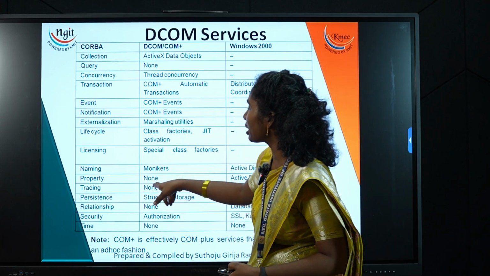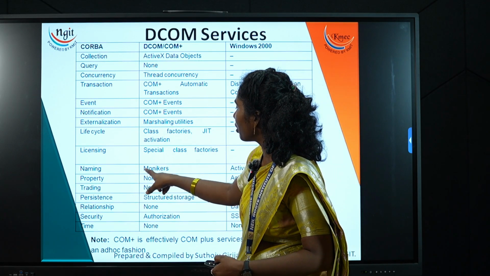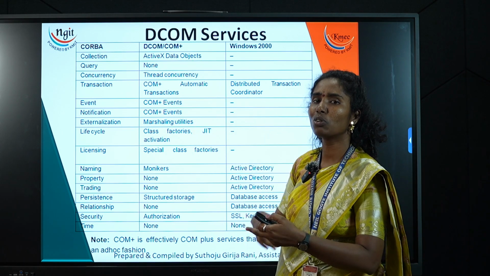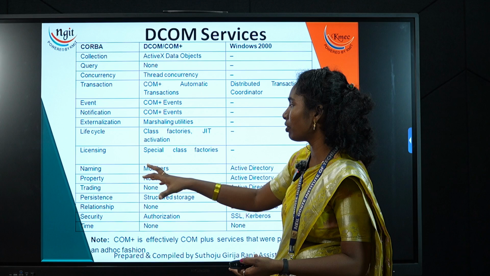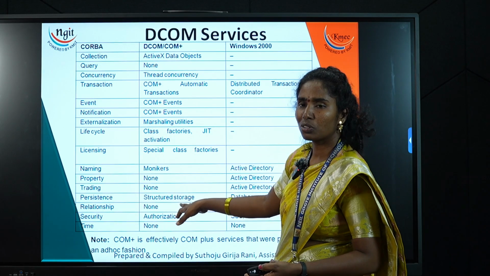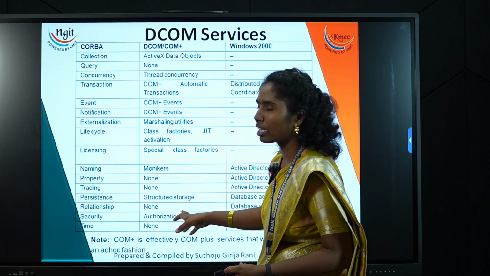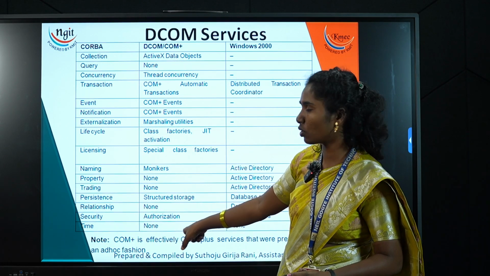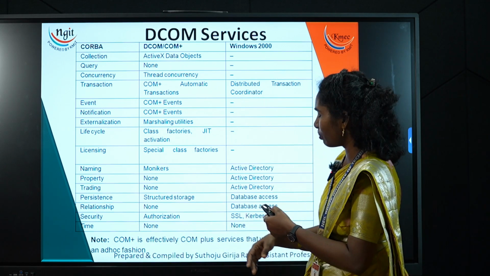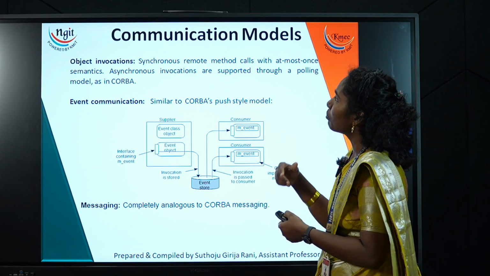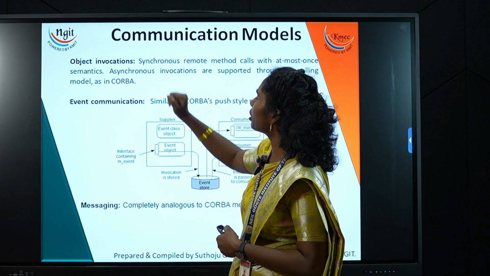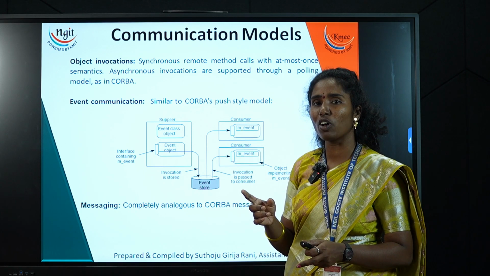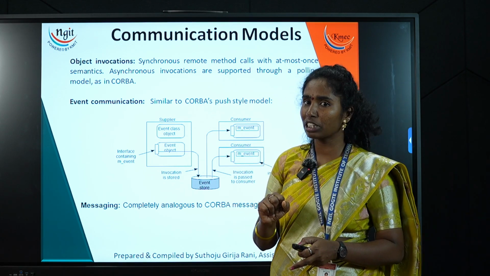Next, properties. Not required, because with respect to the monikers and the class, every class will have the properties, so there is no need for extra properties to be given. Now structured storage, as we all know this, relationships are none. Along with the security, here we need the authorization also. Time, so it will be activated at the time of that particular situation. Now coming to the communication model, it is very easy. As we all know, in CORBA we have gone through the producer-consumer communication model.